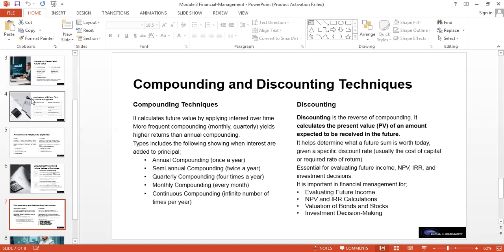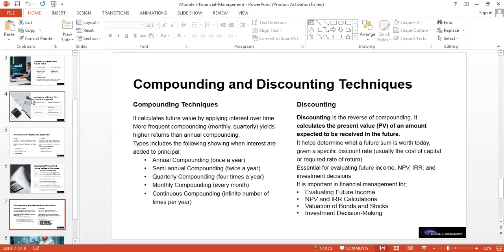The discounting technique is the reverse of the compounding technique. It calculates the present value of an amount expected to be received in the future. It helps determine what a future sum is worth today, given a specific discount rate, usually the cost of capital or required rate of return, and it's essential for evaluating future income, NPV, IRR, and investment decision.